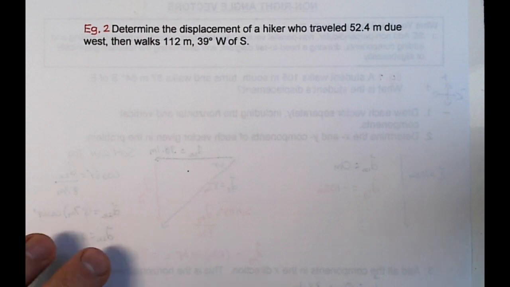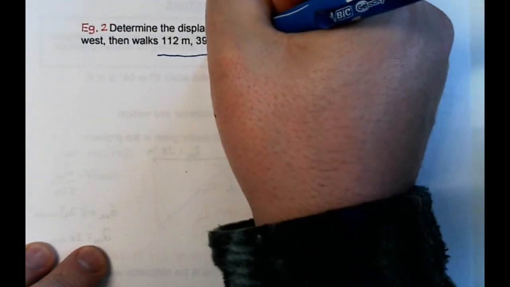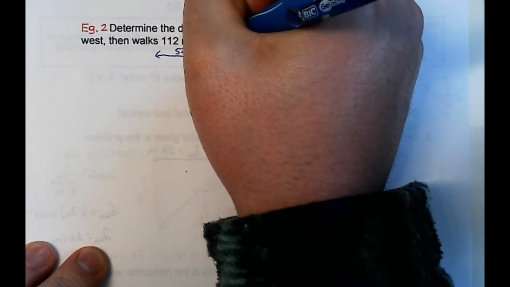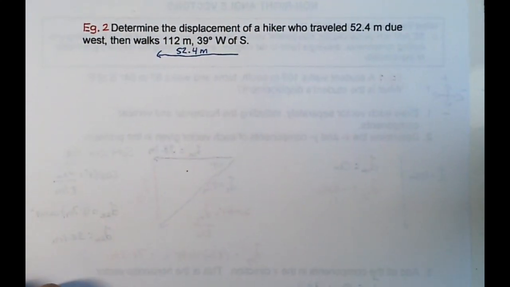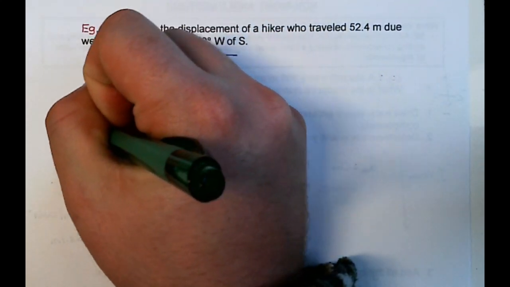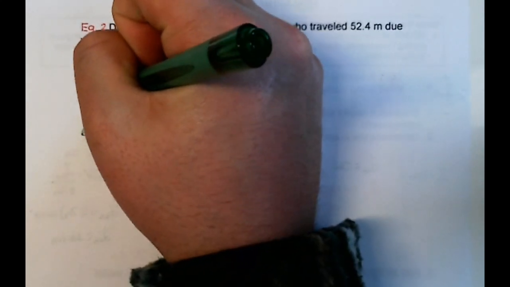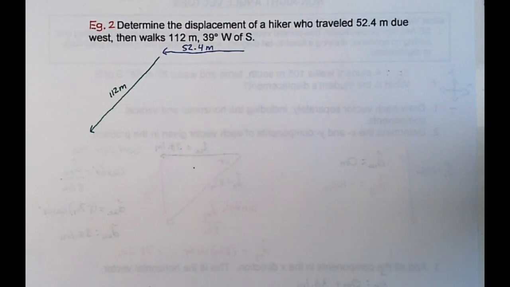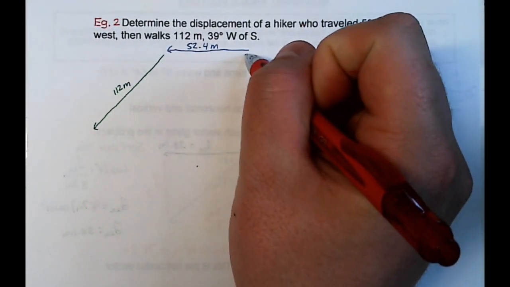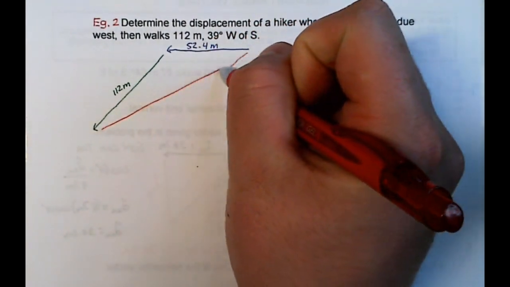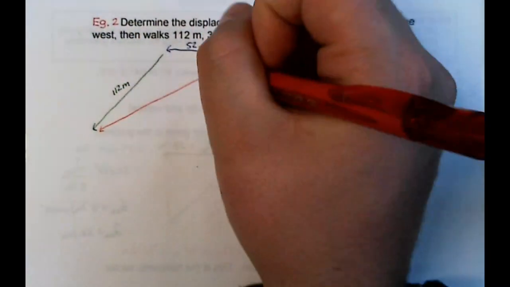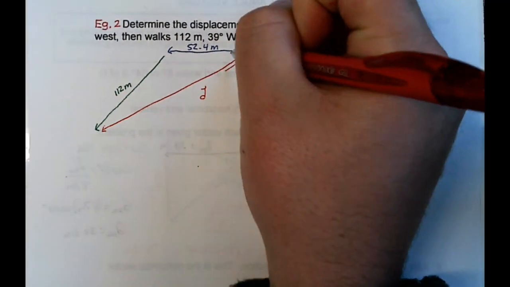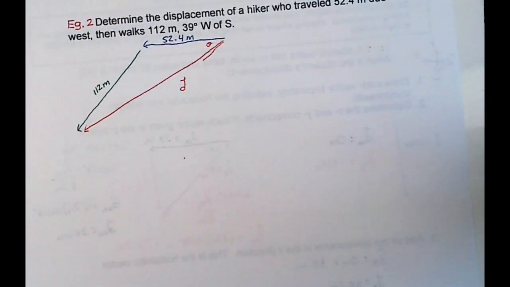So in this question, in the first leg, the hiker travels 52.4 meters due west. He then turns and travels 112 meters at 39 degrees west of south. And what we want to figure out is the total displacement of the trip. What is the displacement? Again, we need to also determine the angle.